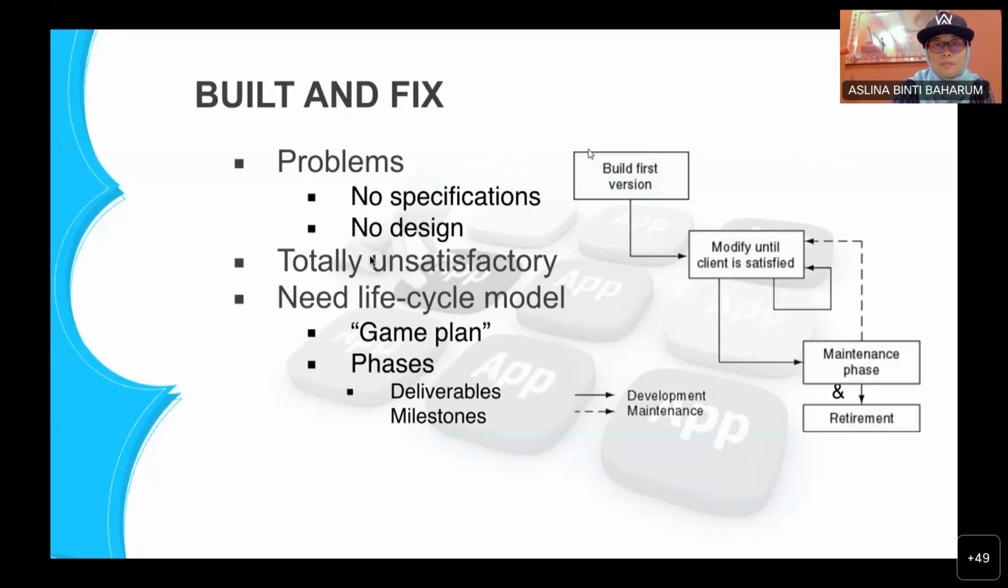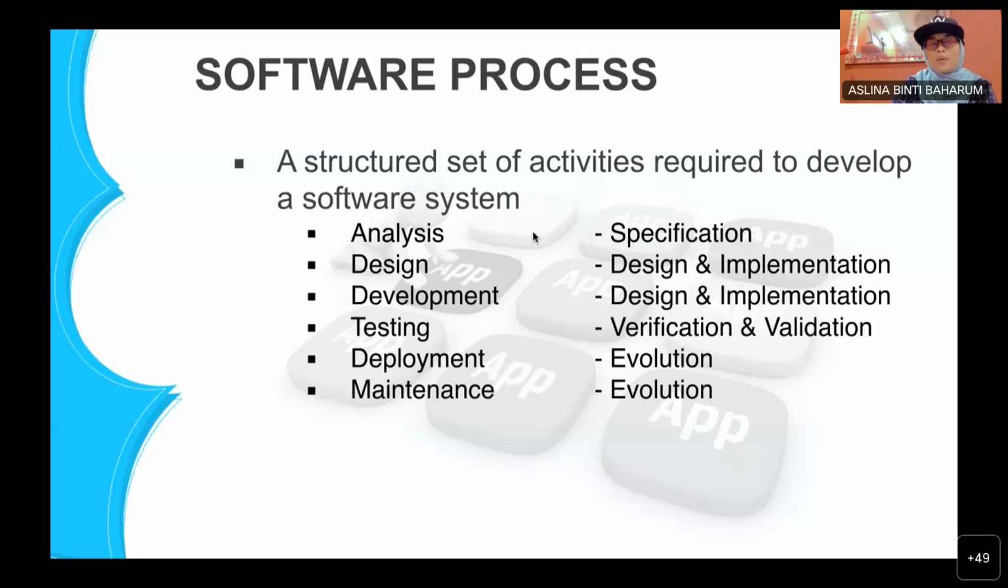When you identify the problem, there are no specifications yet and no design. It is totally unsatisfactory, so you need a life cycle model with game plan phases. All this is for proposing a project, either building a new one or fixing the existing system. So this is just the overview of build and fix. In a software process, there is a structured set of activities required to develop a software system.